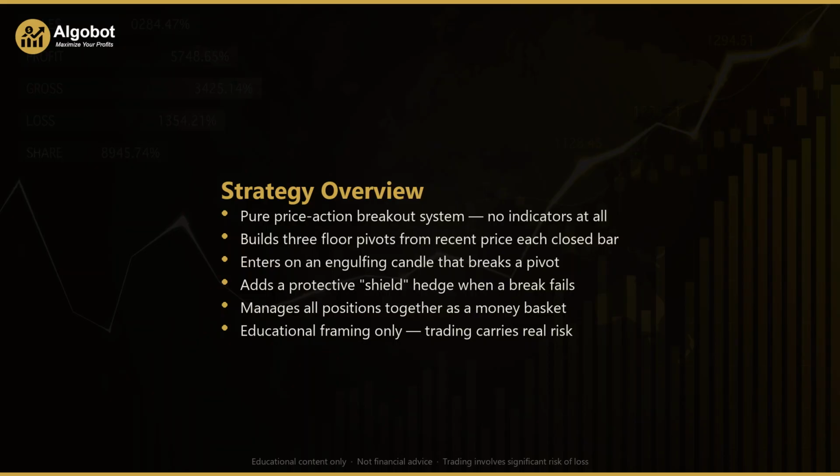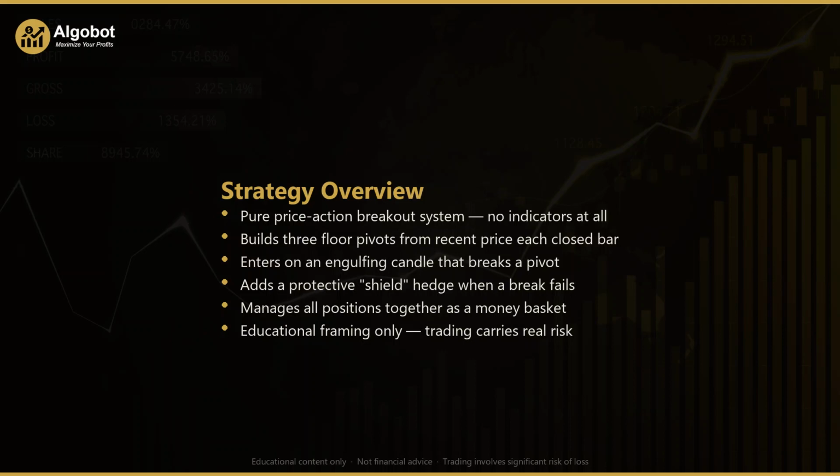The strategy works on a single time frame of your choosing. Each time a new bar closes, it looks back over a window of recent bars, 20 by default, and computes three classic pivot levels from the highest high, the lowest low, and the preceding close. Those are the central pivot, an upper pivot, and a lower pivot. These become the reference lines the whole system revolves around.